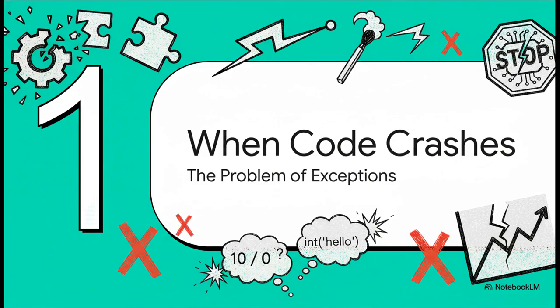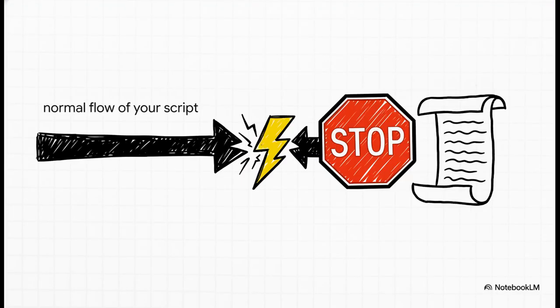All right, so let's break down what's actually happening here. When your code runs into a situation it just can't handle, like trying to divide a number by 0, or trying to turn the word hello into an integer, it raises what's called an exception. And that's what brings the whole program to a halt. And this is the exact behavior we want to get under control. An exception, whether it's a ZeroDivisionError or a ValueError, immediately stops the normal flow of your script. It prints out what's called a traceback, which is basically a roadmap that shows you exactly where things went wrong, and then it just quits. It's abrupt, and in a real-world application, it's just not acceptable.